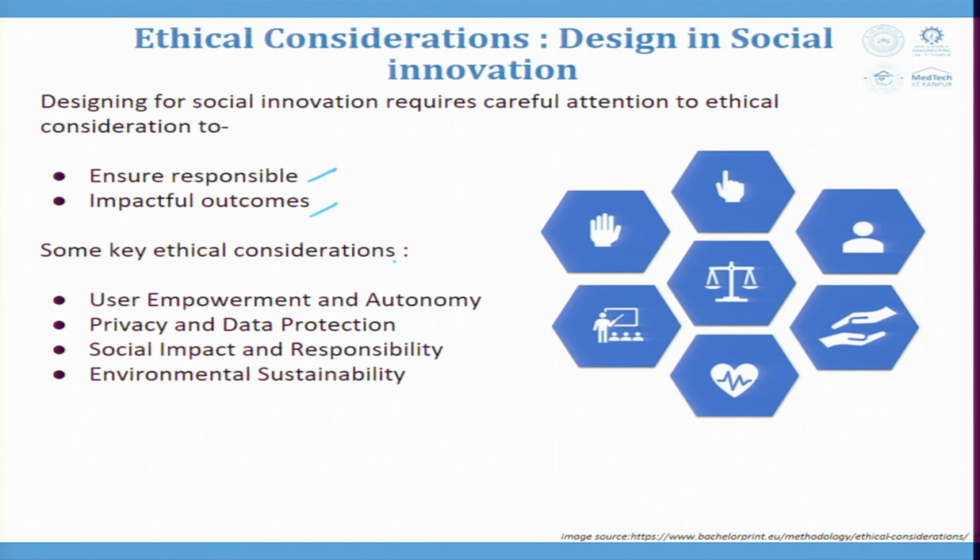So, some key ethical considerations are empowerment and autonomy. That is what I said in Industry 4.0 also, we talked about decentralization. In the same way here, you have to empower and give autonomy at every level. Then privacy and data protection is very important. Then social impact and responsibility. The last one is environmental sustainability. These are some of the key ethical considerations which we have to address in design for social innovation.